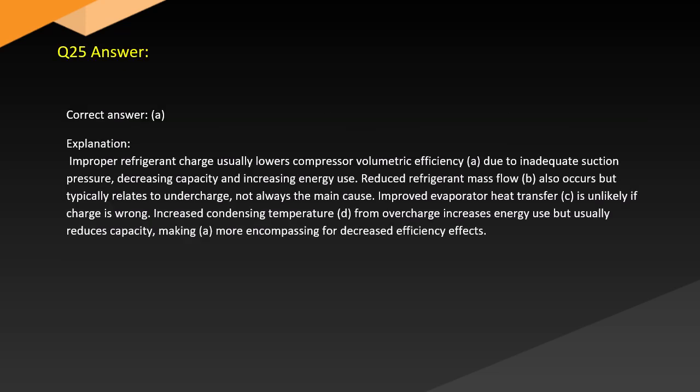Answer. Correct answer: A. Explanation. Improper refrigerant charge usually lowers compressor volumetric efficiency, A, due to inadequate suction pressure, decreasing capacity and increasing energy use. Reduced refrigerant mass flow, B, also occurs, but typically relates to undercharge, not always the main cause. Improved evaporator heat transfer, C, is unlikely if charge is wrong. Increased condensing temperature, D, from overcharge increases energy use but usually reduces capacity, making A more encompassing for decreased efficiency effects.